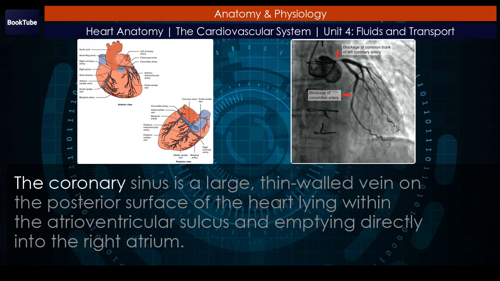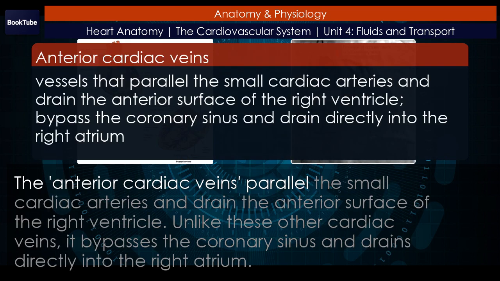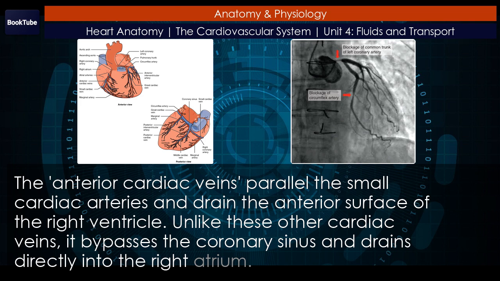The coronary sinus is a large, thin-walled vein on the posterior surface of the heart lying within the atrioventricular sulcus and emptying directly into the right atrium. The anterior cardiac veins parallel the small cardiac arteries and drain the anterior surface of the right ventricle. Unlike these other cardiac veins, it bypasses the coronary sinus and drains directly into the right atrium.